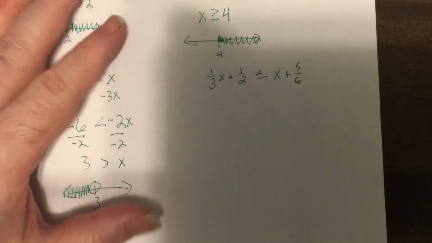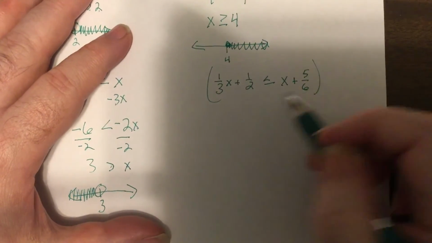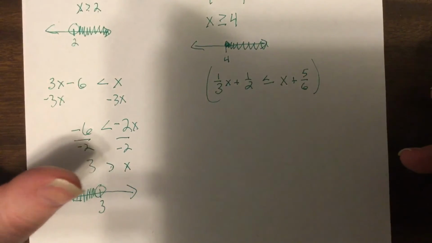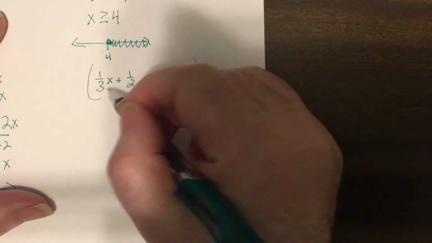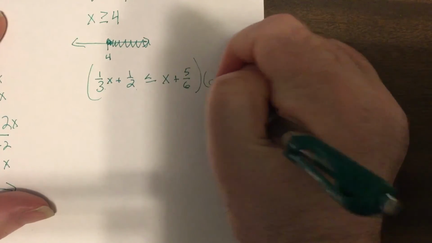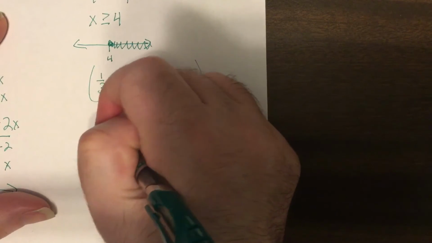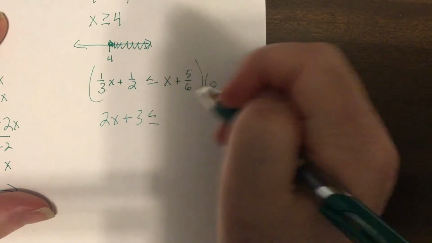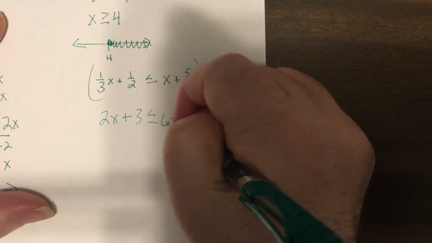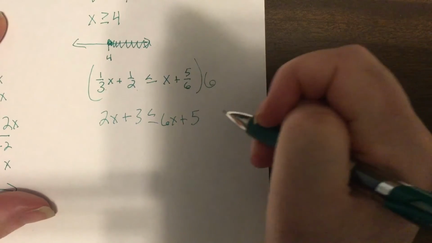Now, just like an equation, I want to get rid of the fractions. Don't have to, but I'm going to. I'm going to move this over. So the LCD is 6. So I'd multiply everything by 6. So 1/3 of 6 is 2x. 1/2 of 6 is 3. That'd be 6x. 6 is canceled, so that'd be plus 5.